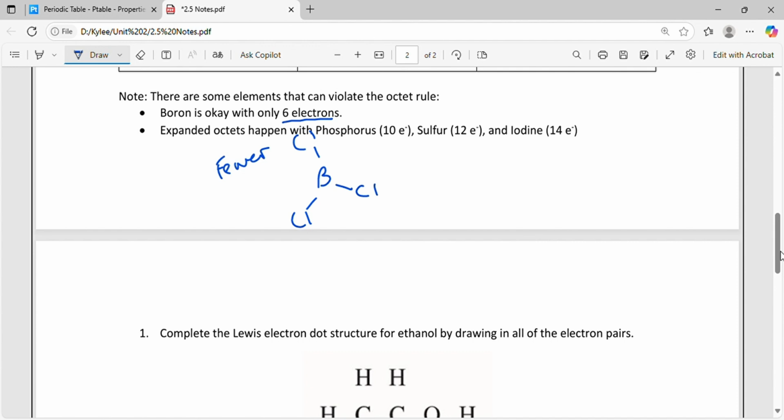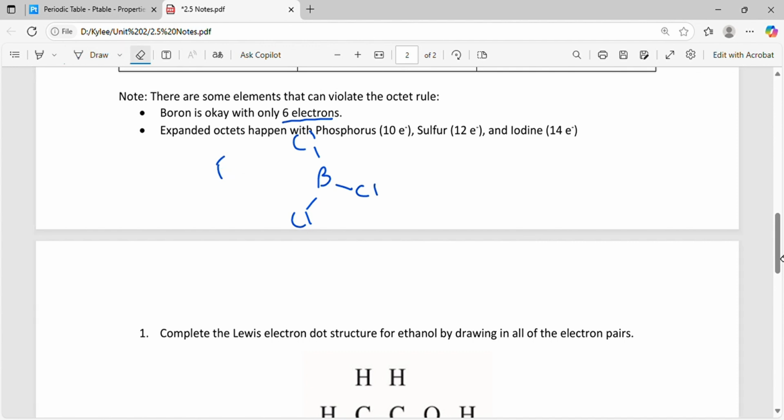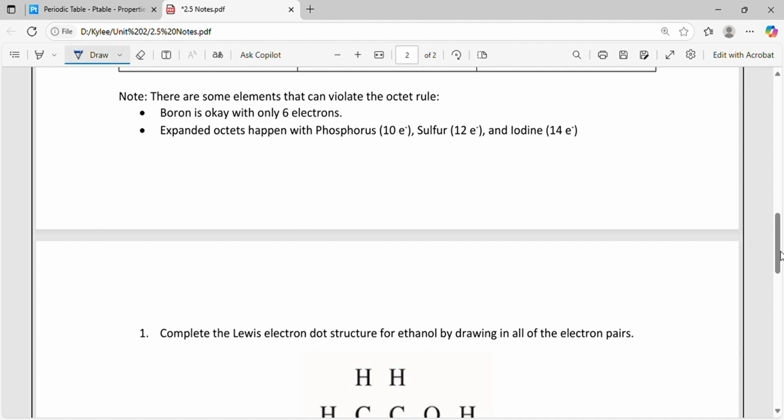And then we also have some atoms that can do expanded octets. Some expanded octets that are common that show up are phosphorus. Phosphorus can have 10 electrons around it instead of 8. Sulfur can have 12 electrons around it, and iodine commonly can have 14. Now you might be asking yourself, why can these have more than 8? And it's because they all have a d orbital available, and that's what allows for the expanded octet.